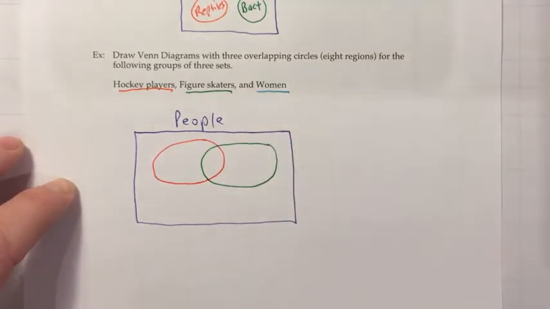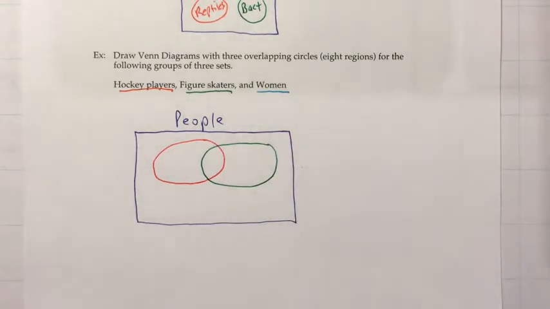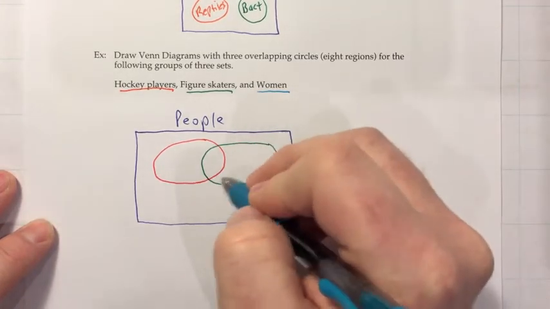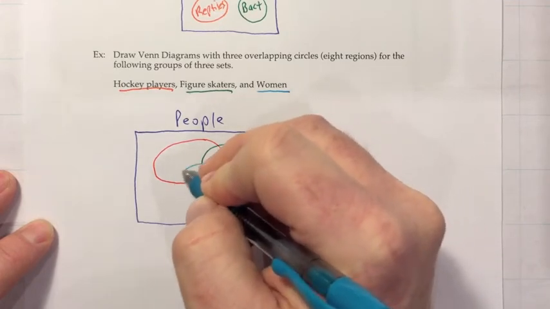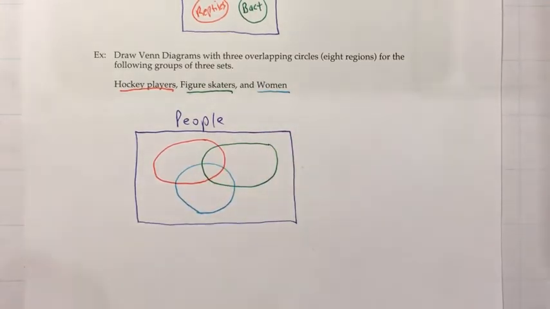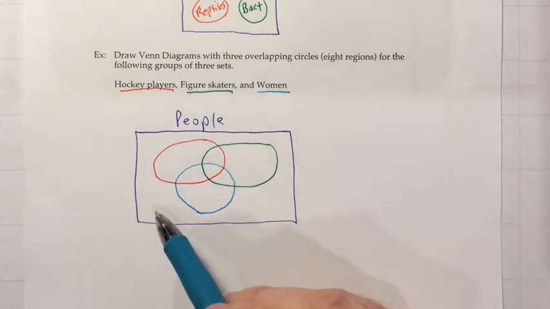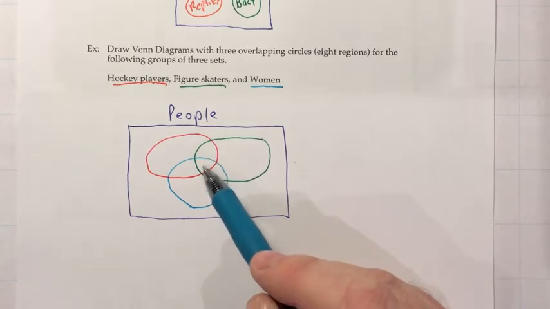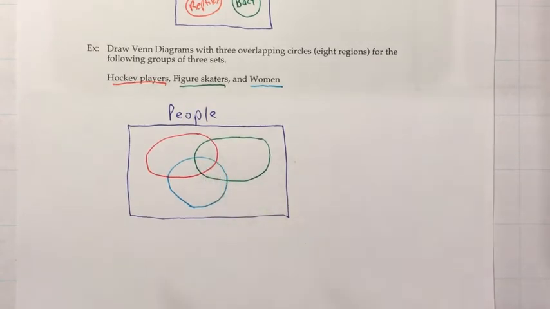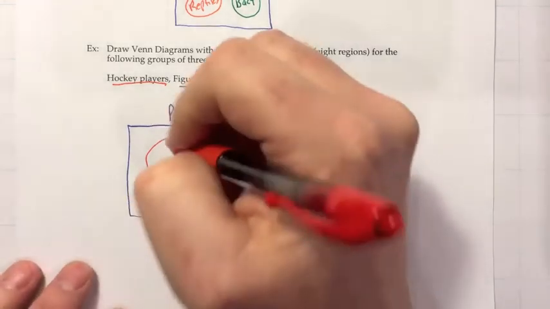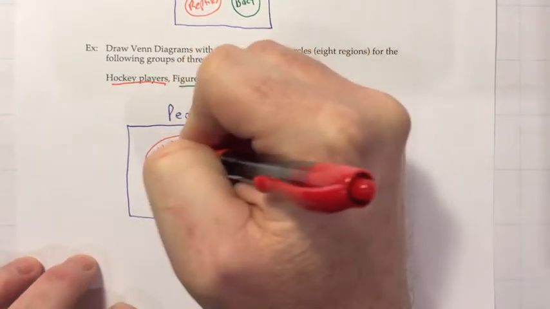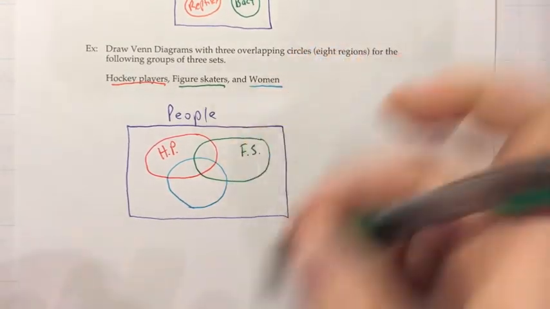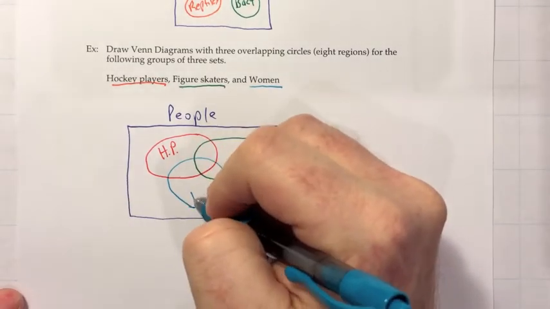So far it's kind of like just our overlapping circles from up above, but then we're going to draw a third one that overlaps through all of these regions as well. So like this. So there's our 3 overlapping circles. Did we really get 8 regions? So we have this outside region 1, and then 2, 3, 4, 5, 6, 7, and then this middle part where all 3 overlap would be 8. And let's label them. They're just abbreviations here. So we've got hockey players right there. We've got our figure skaters right here. And then we've got women down here.